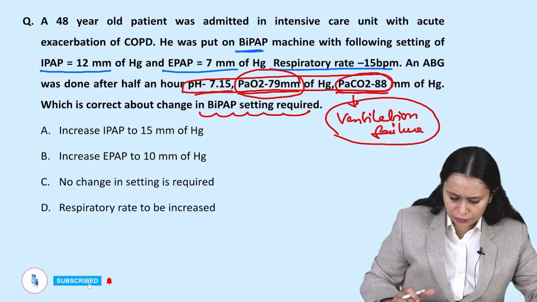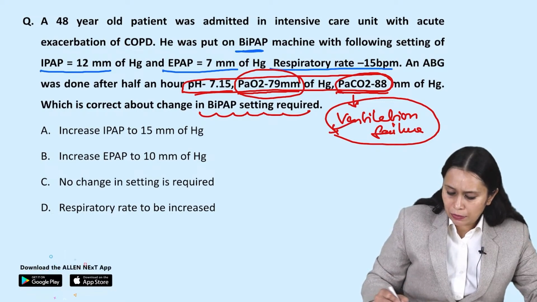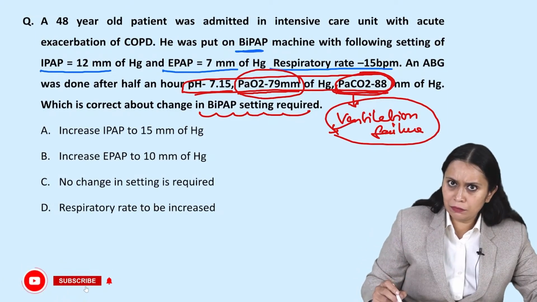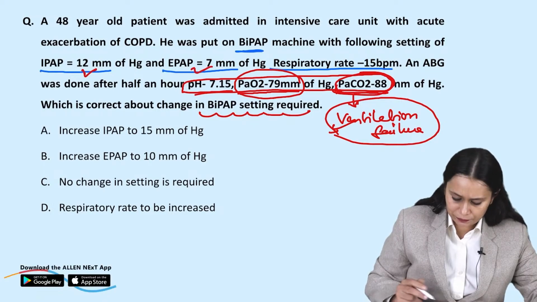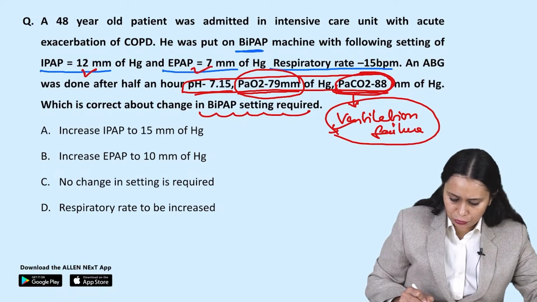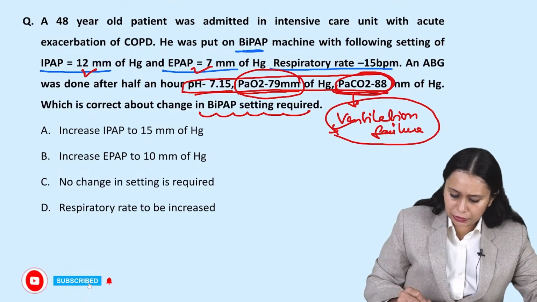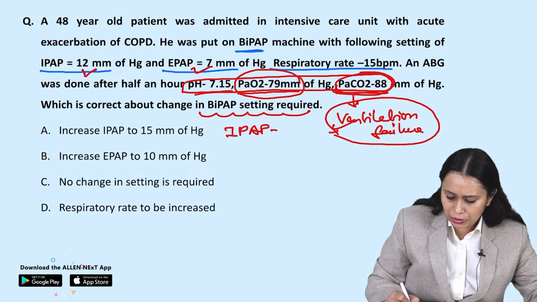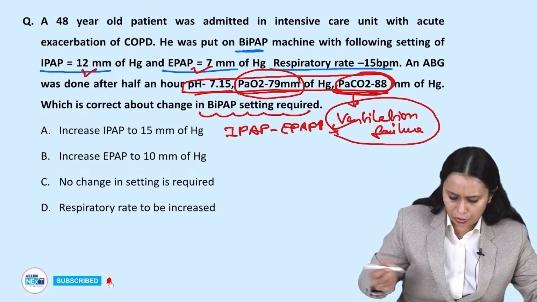So in this patient, coming back to our question, the patient was in ventilation failure. PaCO2 was high. I have to augment the tidal volume. So what would be the change in the ventilation? IPAP was 12, EPAP was 7. First option, I increase IPAP to 15 mm of Hg. So from 12, we are increasing to 15. Definitely, the difference between IPAP and EPAP will increase. This will augment tidal volume. So it seems the right answer, but let us see the other options also.